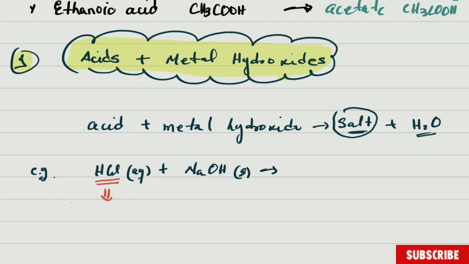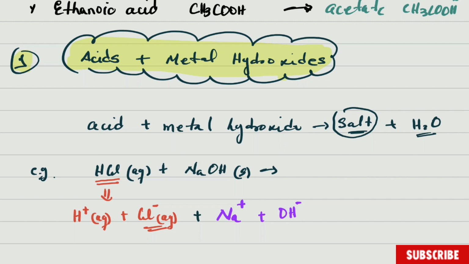The acid has ions, which are H+ (aqueous, because they are ions within the solution) and Cl-. Remember, those are the ions of the acid, and this one is going to give you a salt, which is going to be a chloride. Now, plus the sodium hydroxide, which is also made up of ions: Na+ and OH-.